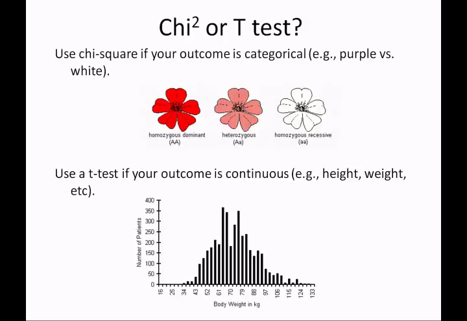Chi-squared or t-test? Well, as we said right at the beginning, you use chi-squared if your outcome is categorical, so the colour of a flower, for example. You use a t-test if your outcome is continuous, such as height or weight, for example.